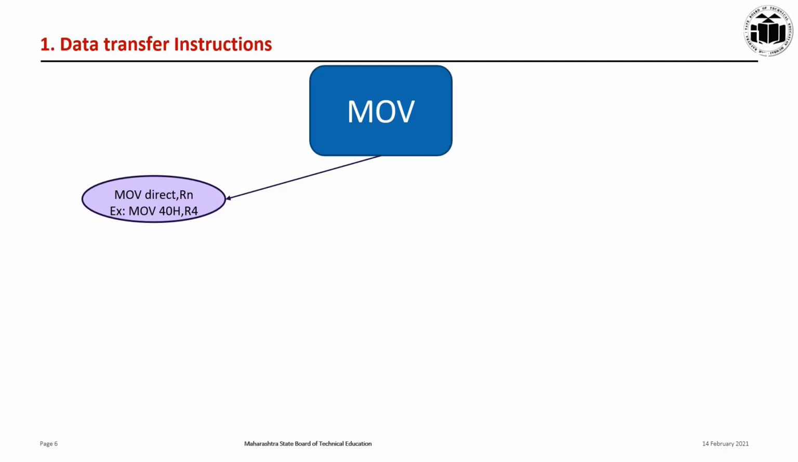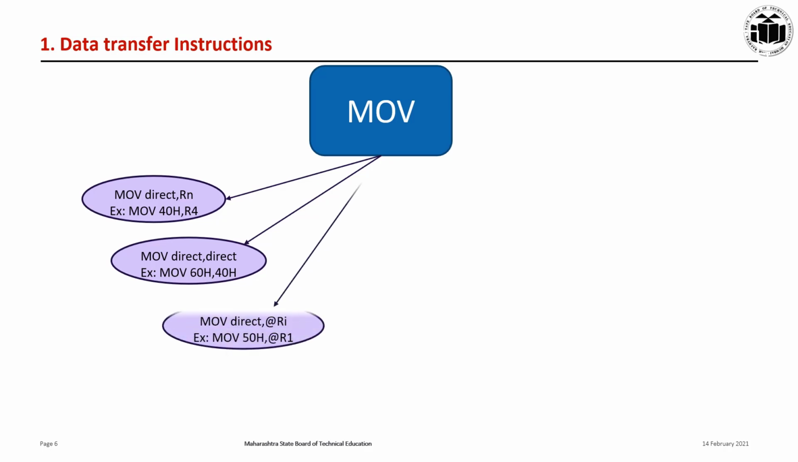MOV direct, direct. In this, both source and destination are direct internal memory locations. For example, MOV 60H, 40H. After the execution of this instruction, the content of memory location 40H will be copied to memory location 60H.